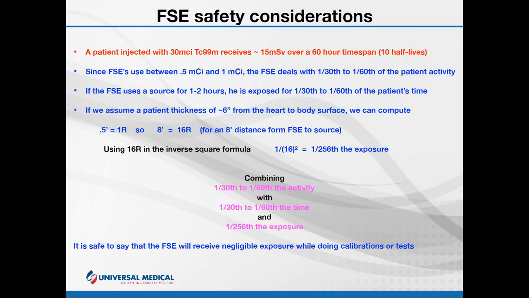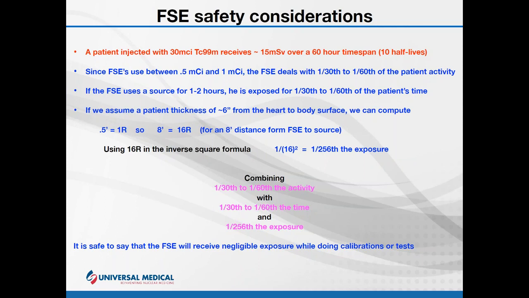Let's compare a typical field service exposure with a cardiac stress scan for a patient. So let's start by understanding that a 30 millicurie dose is typical for a cardiac stress scan of technetium-99. So he's going to get 30 millicuries of dose, and with that, he's going to get about 15 millisieverts of exposure over the 60 hours that he's exposed for it. That 60 hours, again, is my 10 half-lives of technetium.